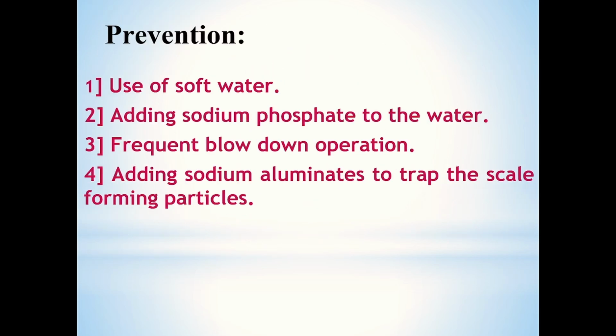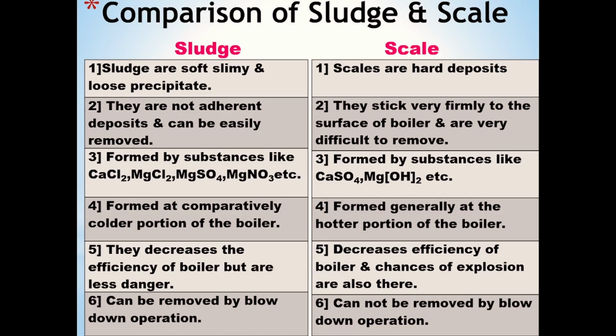Prevention. We can prevent the formation of scale by using soft water, and by addition of sodium phosphate to the water. Third, by frequent blowdown operation. Last, adding sodium aluminate to trap the scale forming particles in the boiler. These are the preventive measures to prevent the scales.